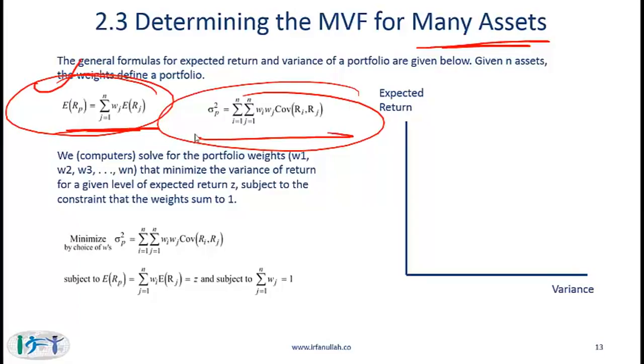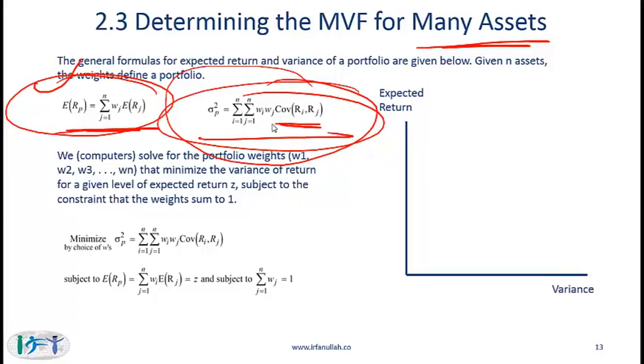I don't think you really need to memorize this expression, but understand this basic concept. The variance will depend on the weightages. It will depend on the variance of each asset, and it will depend on the covariance or the correlation of each asset. In other words, it depends on the pairwise covariances of all the assets in the portfolio. And this is a mathematical way of expressing that.